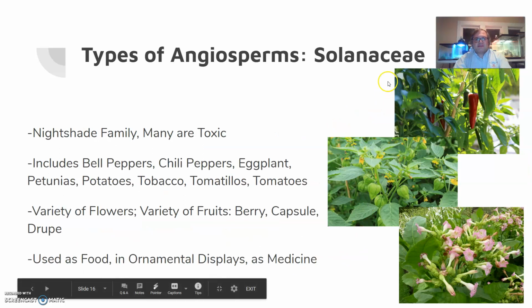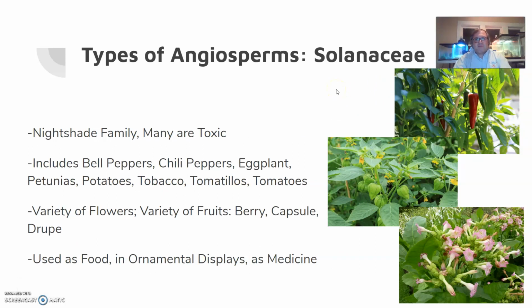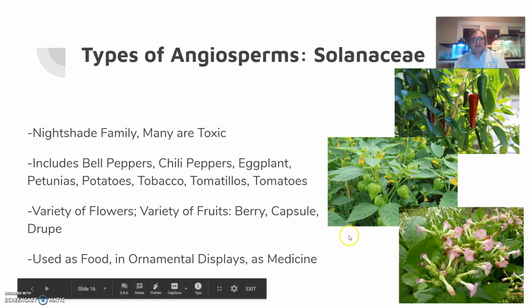And then the Solanaceae. This is the nightshade family. Many of them are toxic, but we have a lot of edible members that we interact with, such as bell peppers, chili peppers, eggplant, petunias, potatoes, tobacco, tomatillos, and tomatoes. Again, not all of those are edible, but a lot of them are safe for us to interact with.